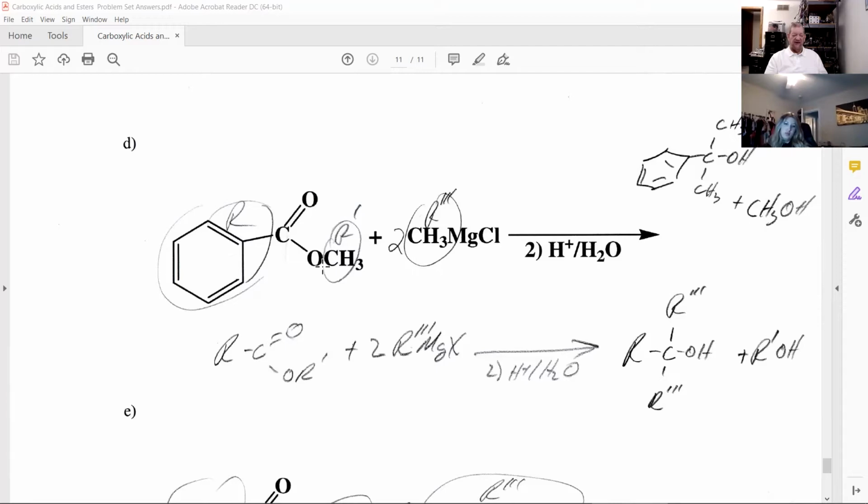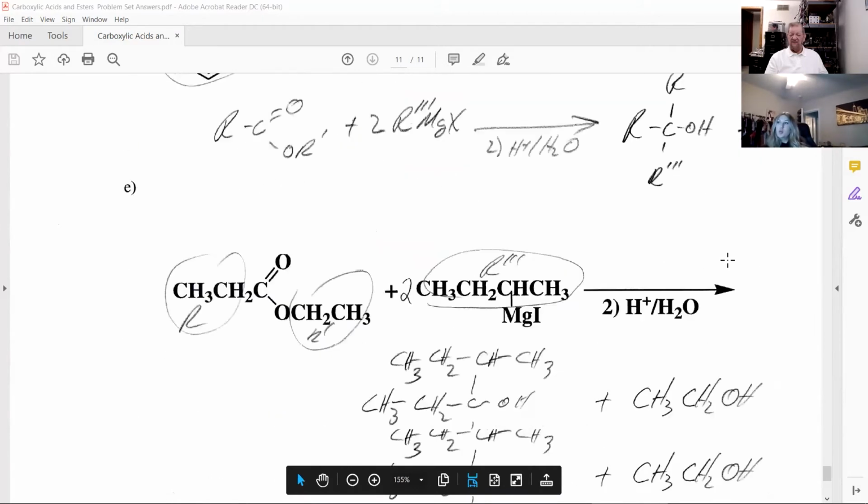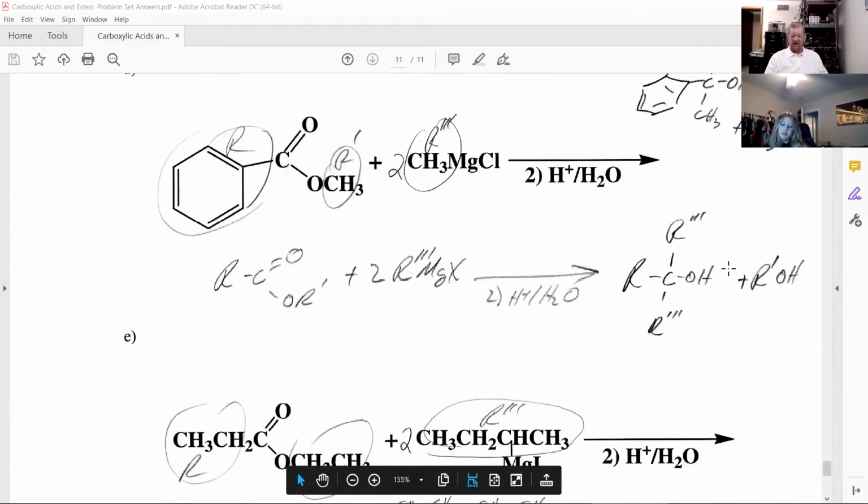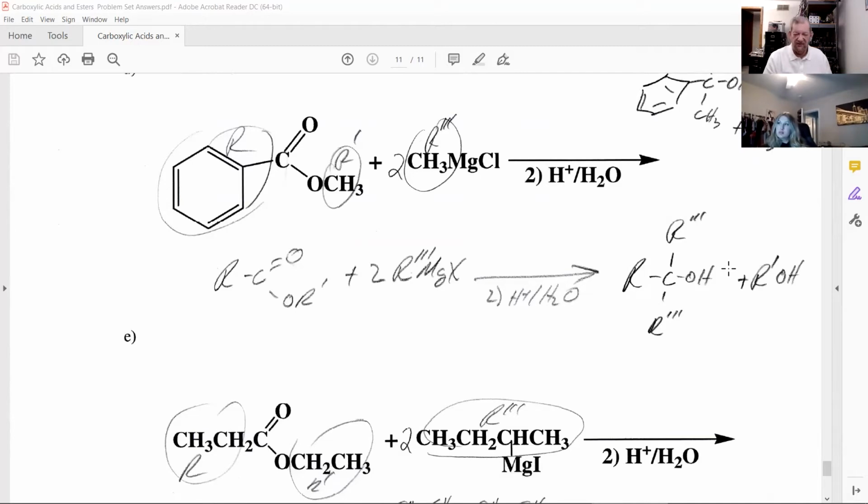Carbonyl, oxygen, on the oxygen R prime, the carbonyl carbon: it's an ester. We have carbon, the second one, MgCl, that's a Grignard. You have two of them. And remember, X can be chlorine, bromine, or iodine. And you get two products. And here in the problem set, I didn't put a plus sign, but on a test I would, to let you know there are two products. And one, you make not one, but two.